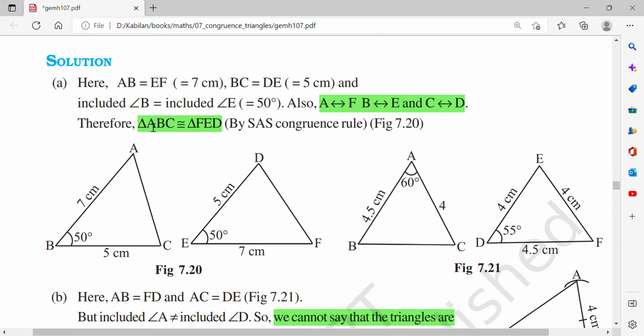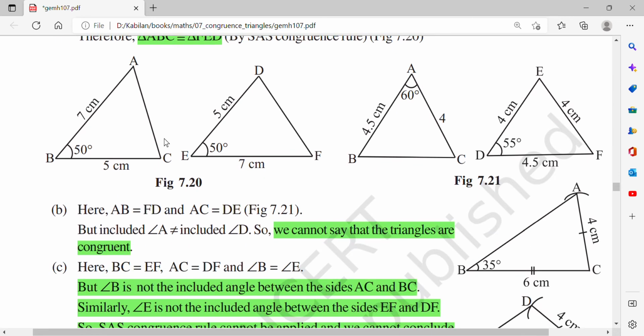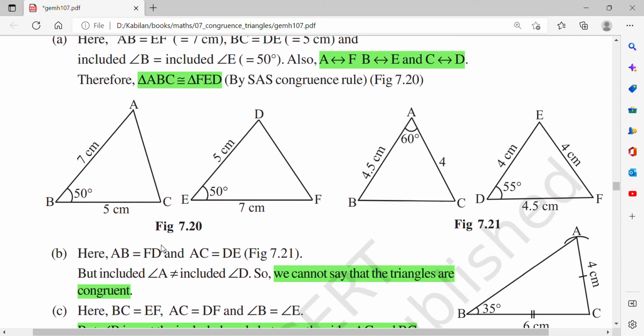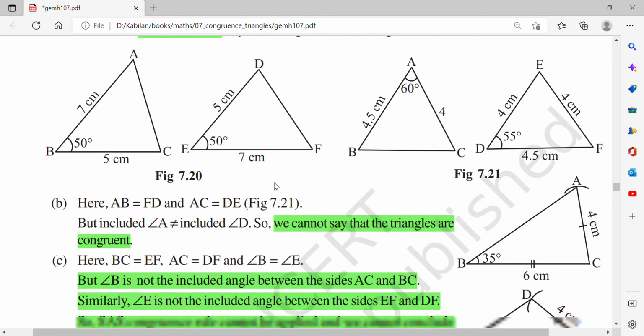So when you write, you have to write like this: ABC, and the second one is FED. This 7 centimeter is here. So when you write ABC, first the 7 centimeter should come, so you have to write FED. The first one is SAS compliant. The second one, we cannot say that the triangles are congruent because the angle included here is 60, here it is 55. So we cannot say that these are congruent triangles.